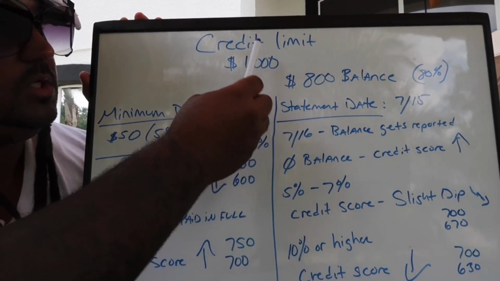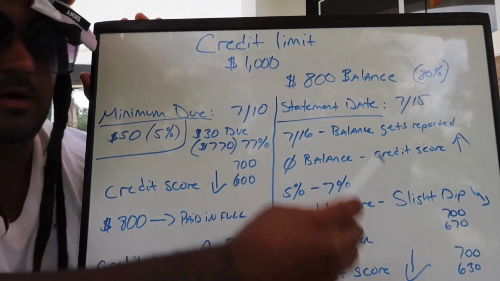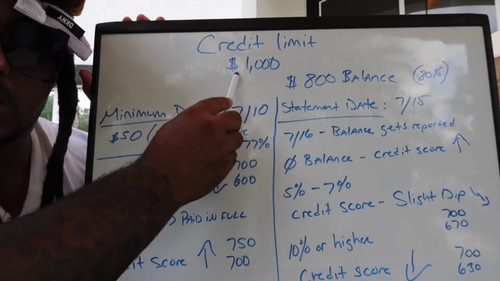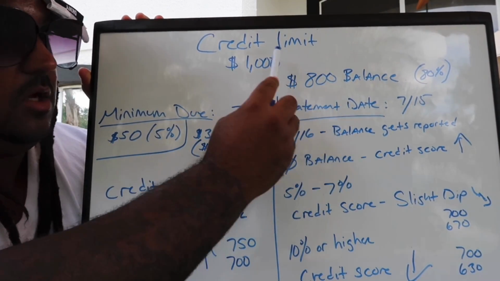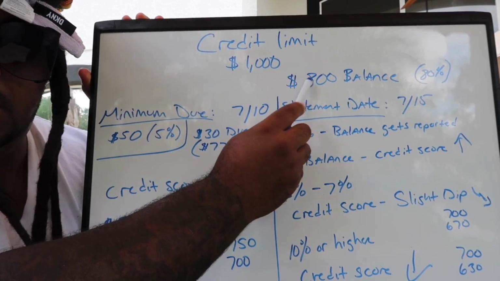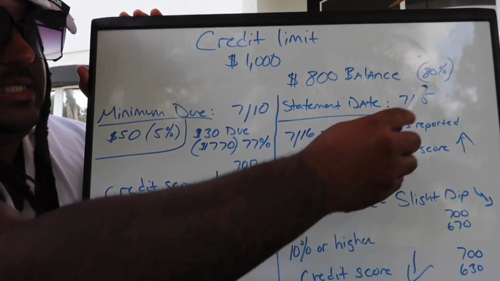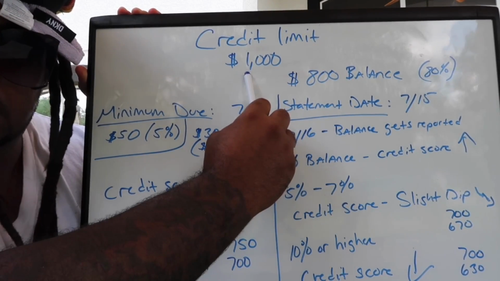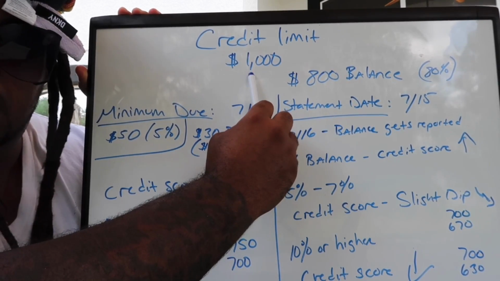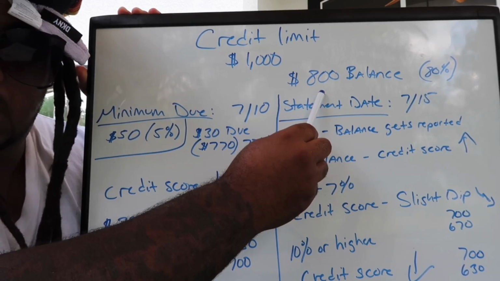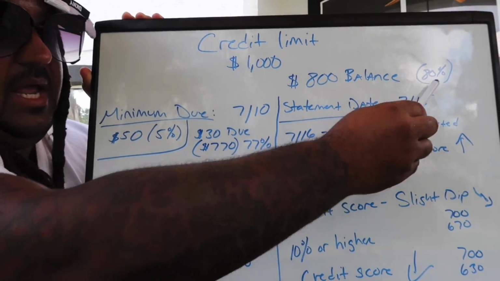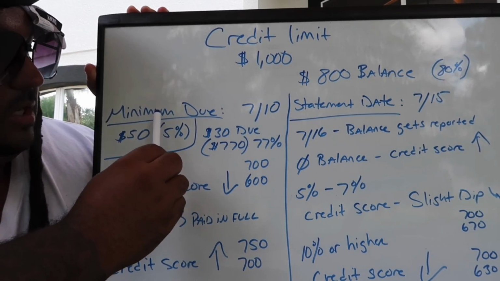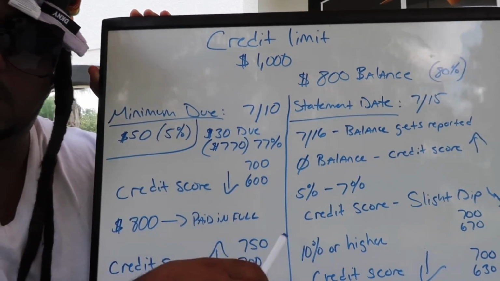We're just going to use a credit limit of $1,000. If you have a credit limit of $1,000, let's say that your balance on that credit card is $800. So that's 80% utilization, right? If you have a $1,000 credit limit and an $800 balance on that card, you're at 80% utilization.